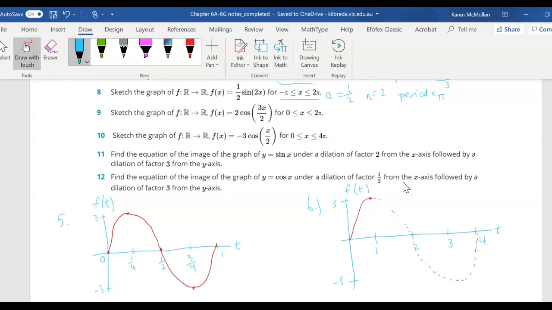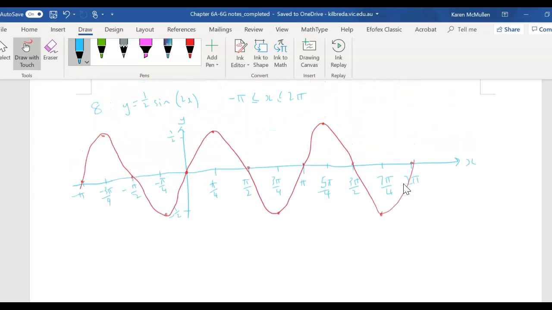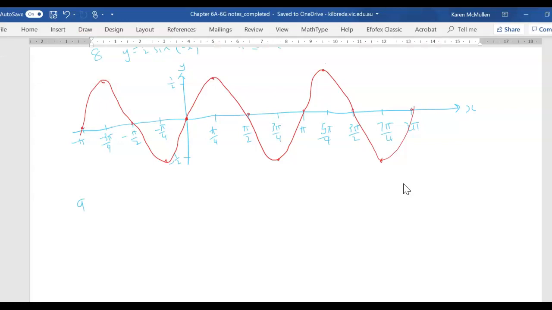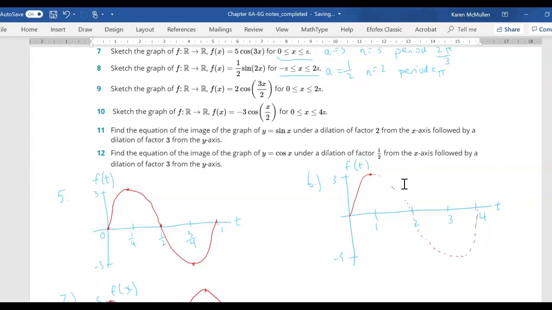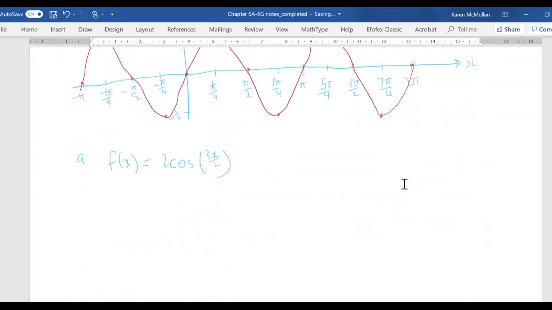All right, so 2 cos 3x on 2. I didn't take note of our restricted domain, so let me go back up and check. So 0 to 2 pi. Okay, so our amplitude is 2. Our value of n, remember the coefficient of x is 3 on 2, so that means our period is equal to 2 pi on 3 on 2, which is the same as 2 pi times 2 on 3, which is 4 pi on 3.